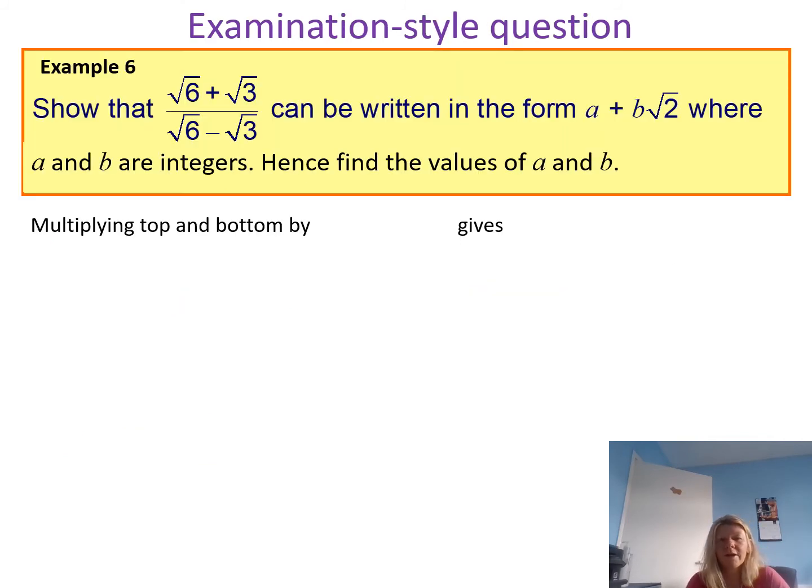This one: show that this can be written in the form A plus B root 2, where A and B are integers, hence find the values of A and B.